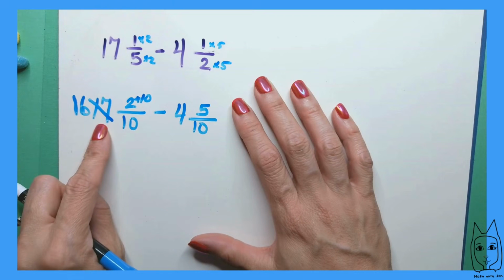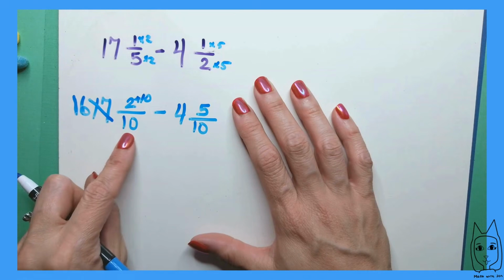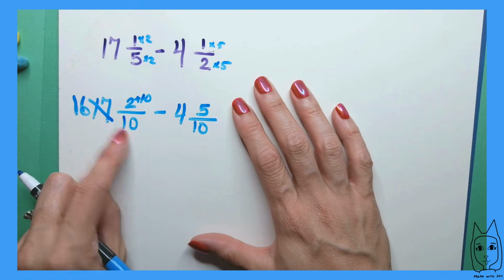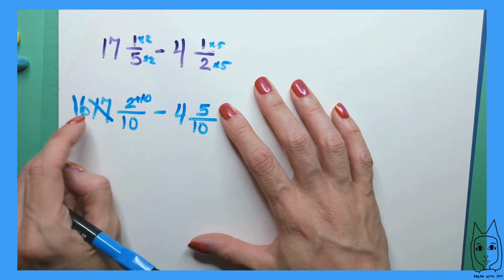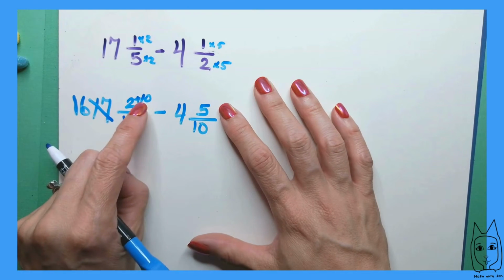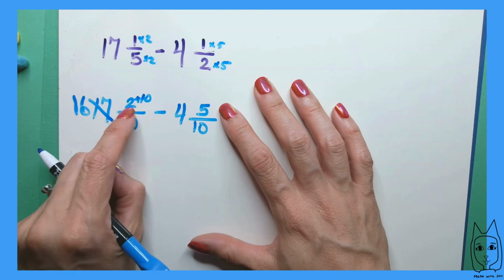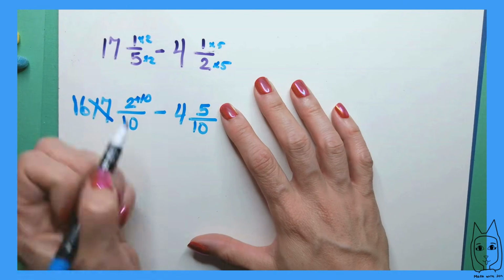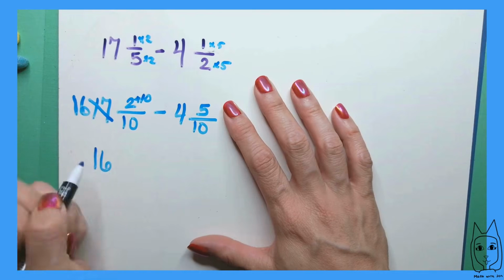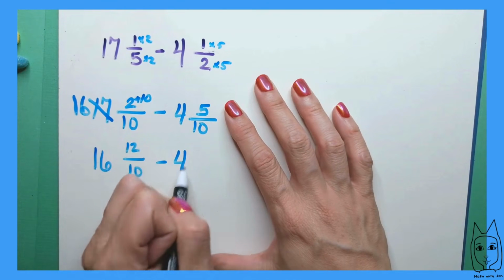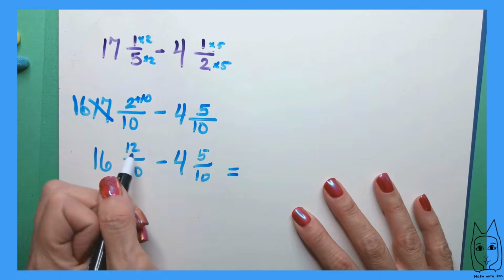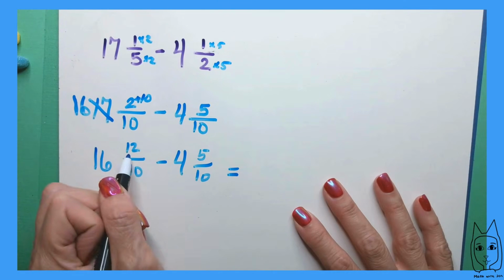Say that again. I had to take one of these wholes and break it up. I had to cut it up like I did with the gummy worms. So I had to cut it up into 10 equal parts because I only had 2 parts and I needed to subtract 5. So I took one of these, I divided it into 10 equal parts. So that added to the 2 I already had. Now I have 16 12/10 minus 4 5/10. So now I have enough parts to subtract the 5.